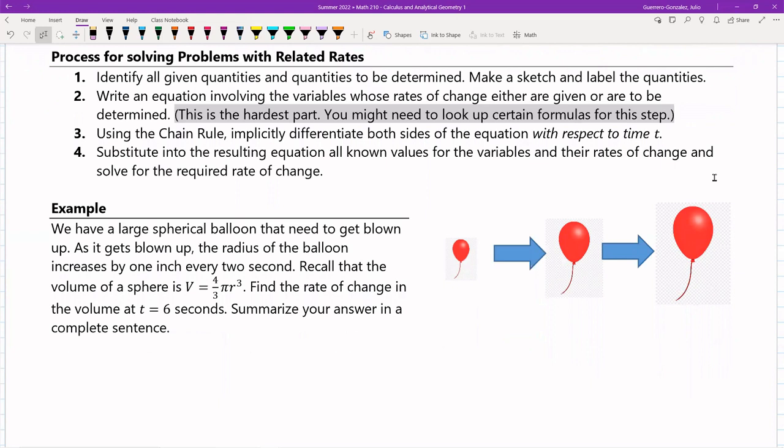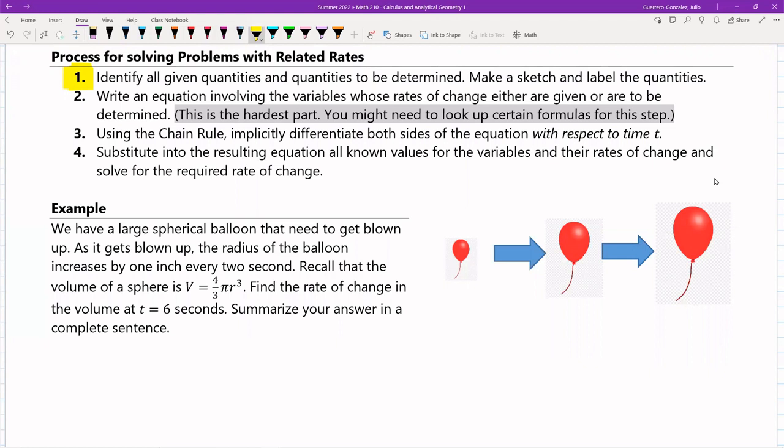Okay, there is a problem-solving process for solving these related rate problems. I'm pulling this right out from the book, if you guys are following along with the book. So step one is to identify all the quantities. I'm going to go back to our example and point out what we have and what we don't have, so we can see what we should be calling what.